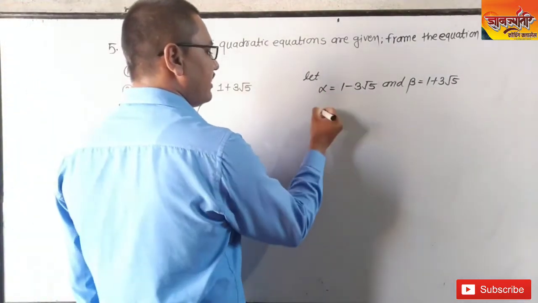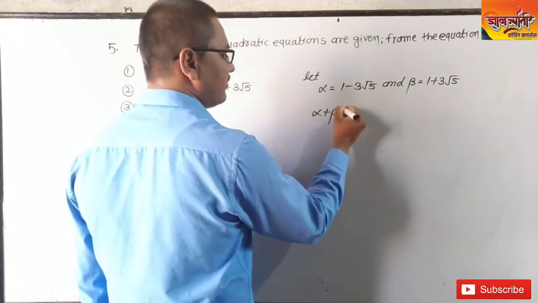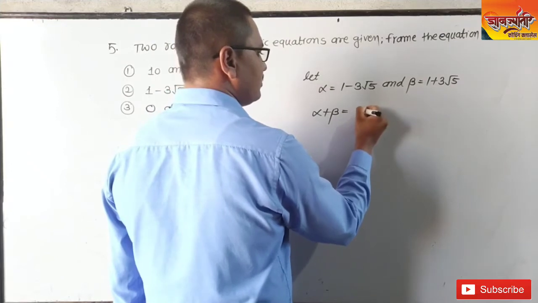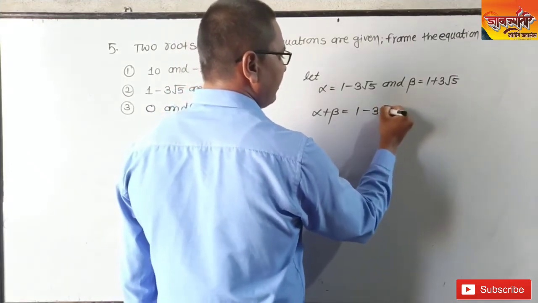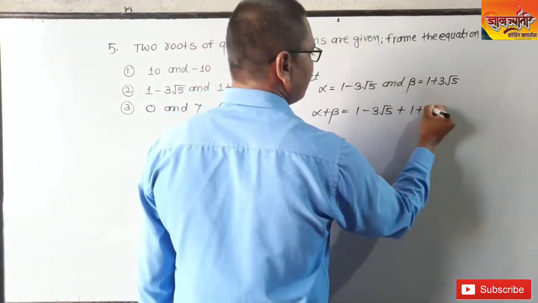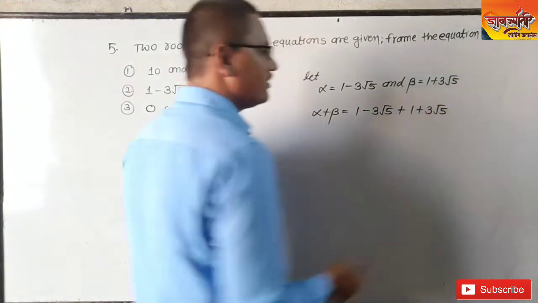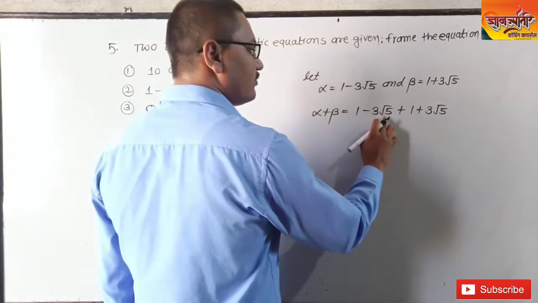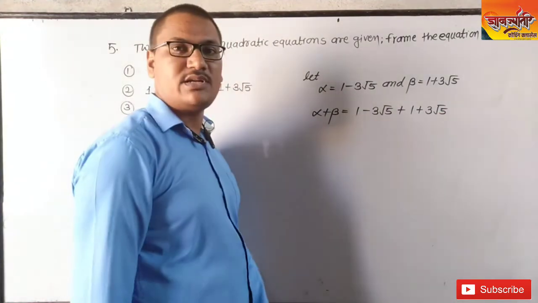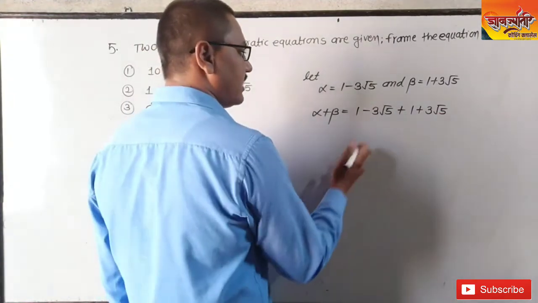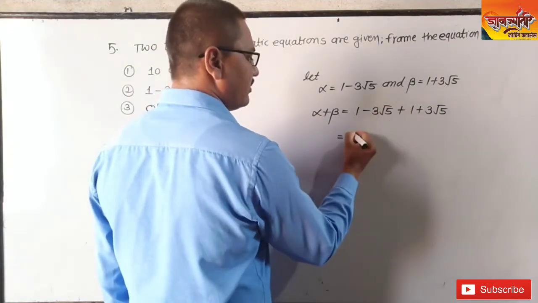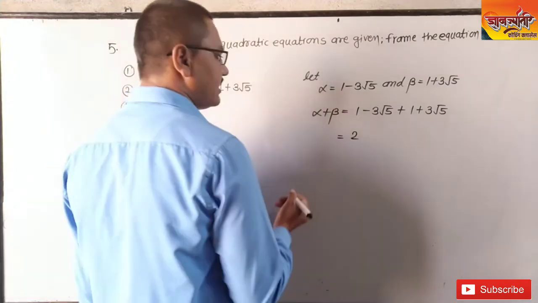First find the sum of the roots, alpha plus beta, by adding the two values: 1 minus 3 root 5 plus 1 plus 3 root 5. The common term between them is 3 root 5, which has the same value but opposite sign, so it gets cancelled. The remaining values are plus 1 and plus 1, which add up to 2, so alpha plus beta is equal to 2.